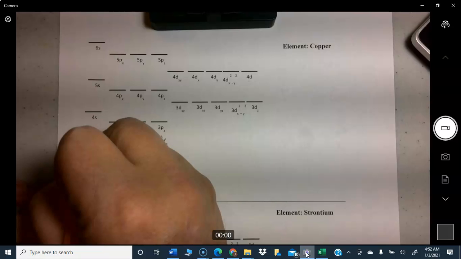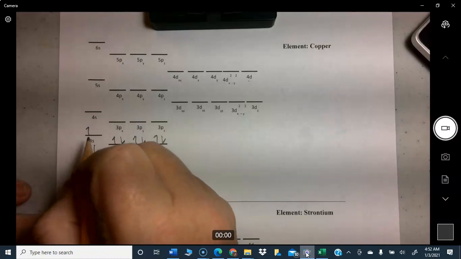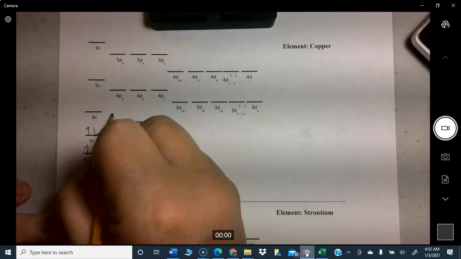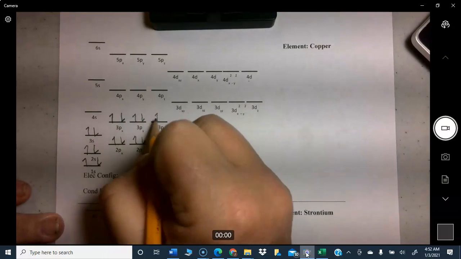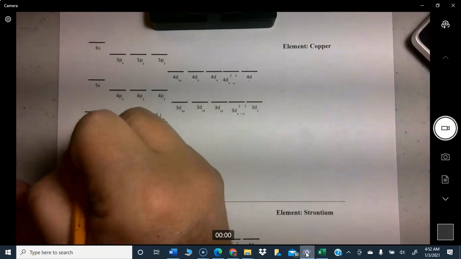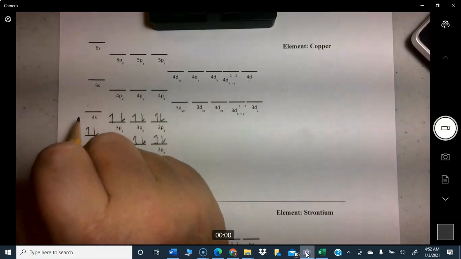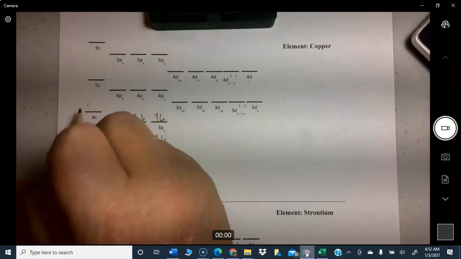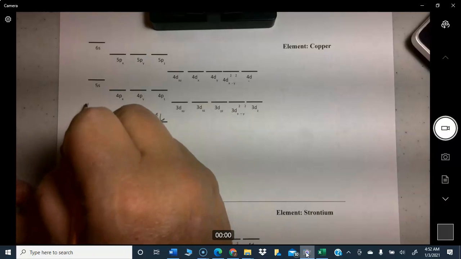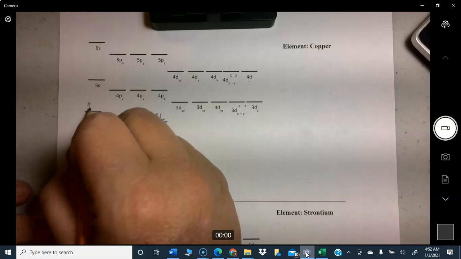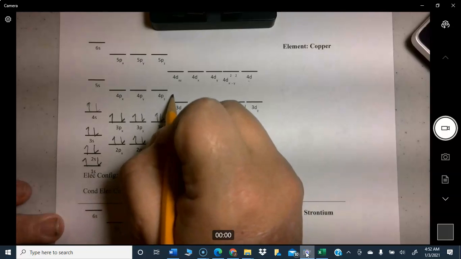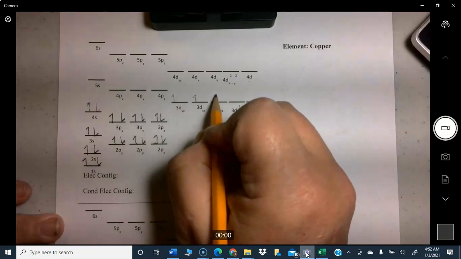Then we go up to 3s, up arrow, down arrow. Then 3p, up arrow, up arrow, up arrow, down, down, down. And now we're up to 4s. We fill that. Now, I'm going to do one of these lightly, and you'll see why. See if you remember, if you read the notes, how would we do copper? Copper is going to be the 9th element in the 3d. So we're going to do an up and a down, and then we're going to do up, up.